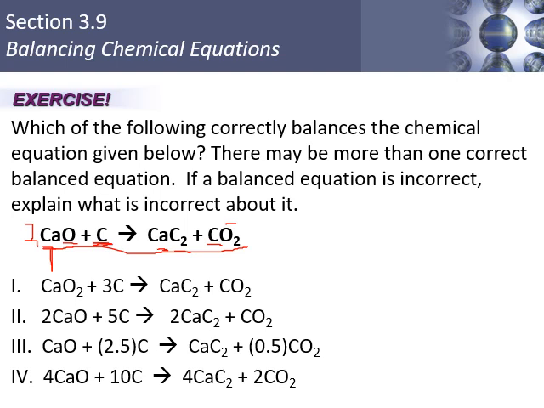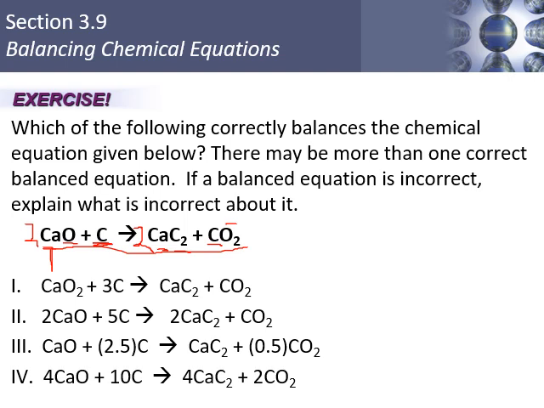Now we have 2 calciums on the left and only 1 on the right, so we have to come over to the right-hand side of the arrow and put a 2 right there. You'll notice when I typed this out that I left spaces where I could put the numbers in. All right, so now let's see what we've got. We've got 2 calciums on the left, 2 on the right. O's, we have 2 on the left and 2 on the right. So the only thing left is the carbons.